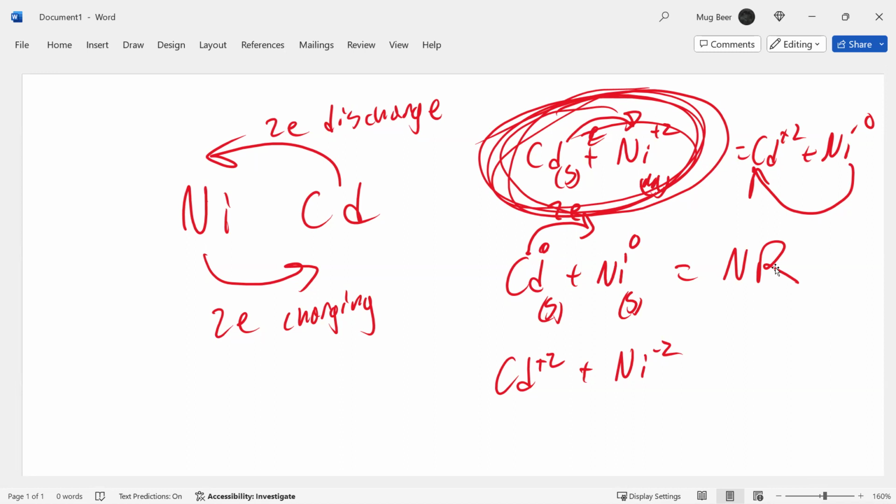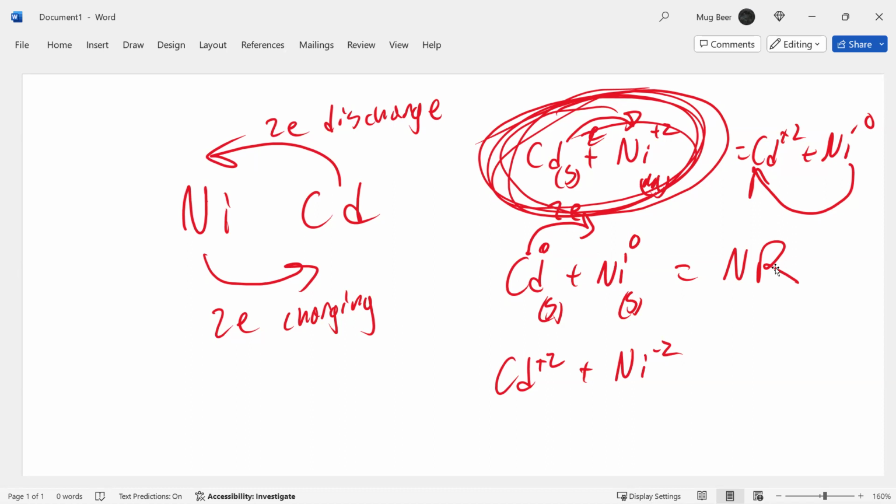So with this particular reaction, the nickel wants to give the electrons to the cadmium. The cadmium does not want to give the electrons to the nickel. So, the cadmium wants to give electrons to nickel. Nickel does not want to give them back. So nickel has to be forced to give them back. And that's what the charging process is. It takes energy to force the electrons off the nickel back onto the cadmium.